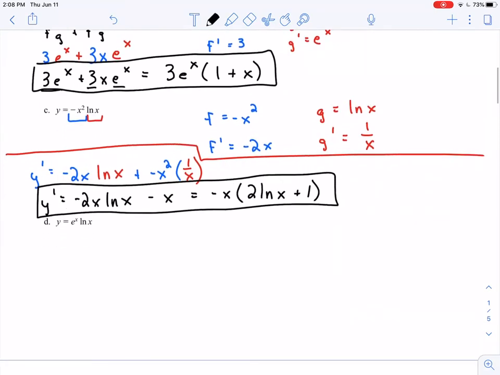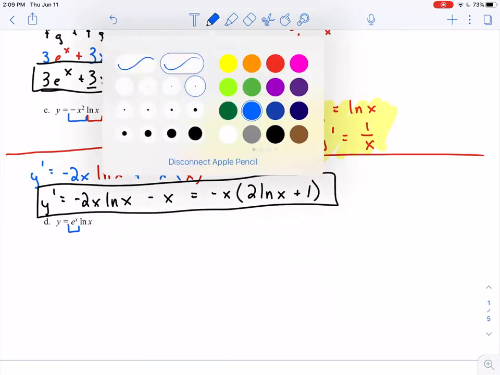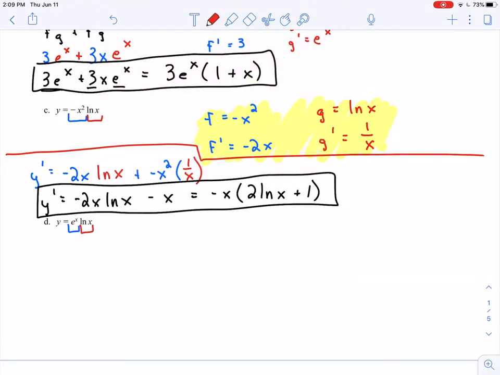As we progress further and further with our product rule, and as we are adding in more and more derivative rules, I probably won't stop to label here's what f prime is, here's what g prime is. So I'm going to show you what an example of that would look like here. I will still try and color code them right now just because we're still learning this. I think it's helpful to see. So if I'm looking at part D, I have y equals e to the x times natural log of x. So I see this is my f, this is my g.